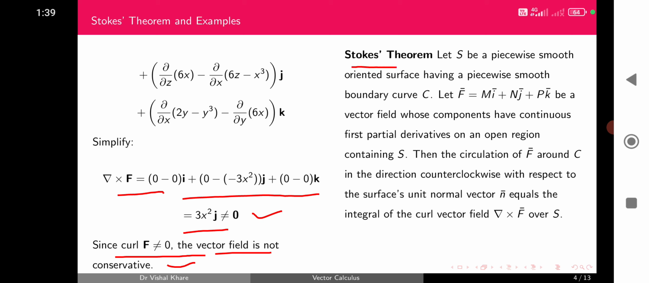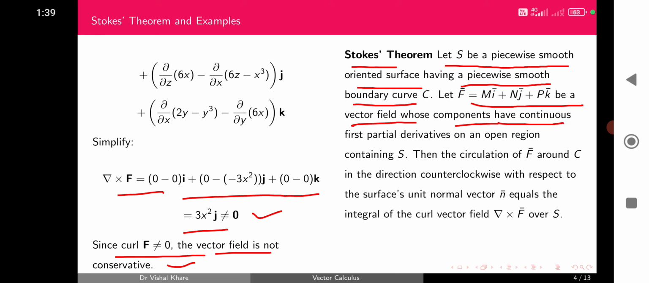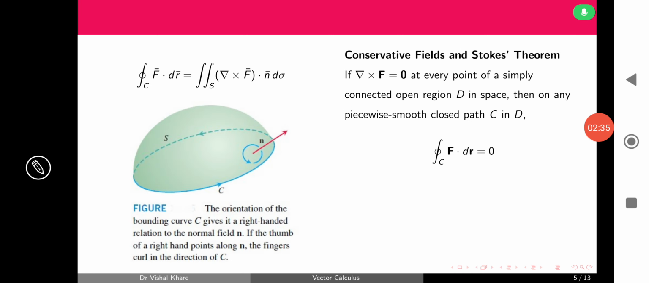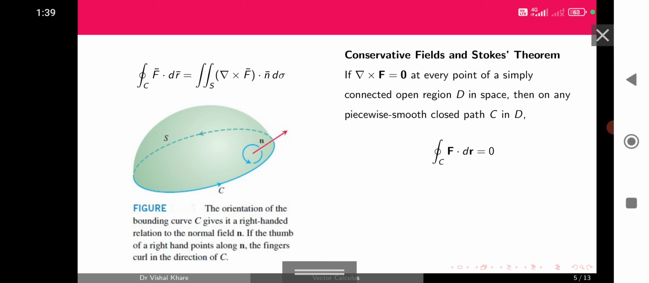Now the statement of Stokes theorem. Let S be a piecewise smooth oriented surface having a piecewise smooth boundary curve C. Let F = Mi + Nj + Pk be a vector field whose components M, N and P have continuous first partial derivatives on an open region containing S. Then the circulation of F around C in the counterclockwise direction with respect to the surface unit normal vector N equals the integral of the curl vector field del cross F over S. Mathematically, the integral of F dot dr along the closed curve C is equal to the double integral of del cross F dot n dsigma.